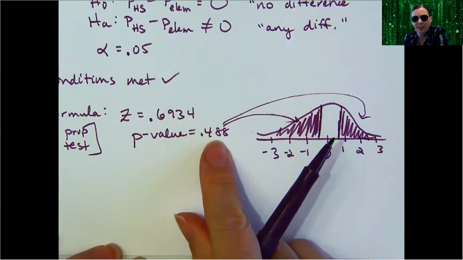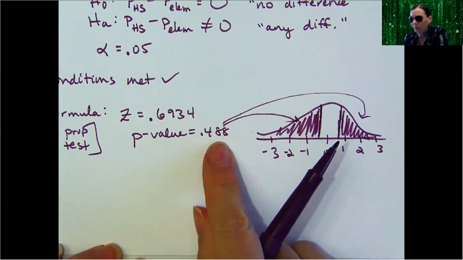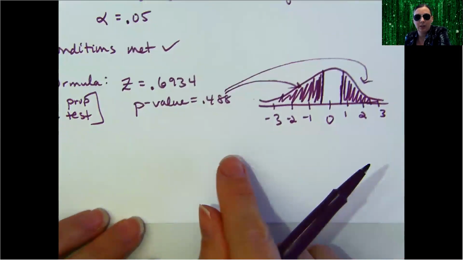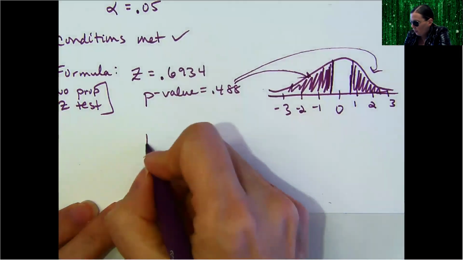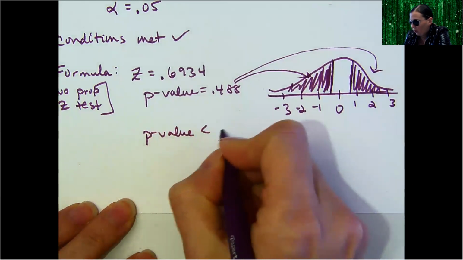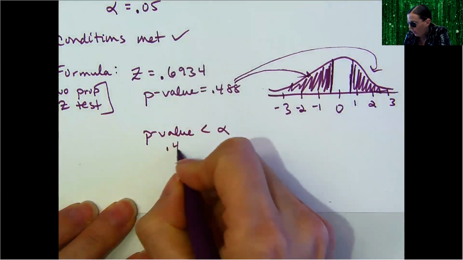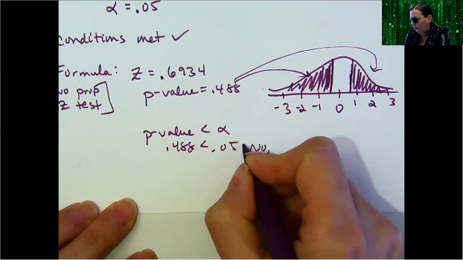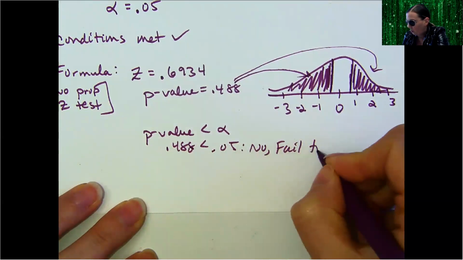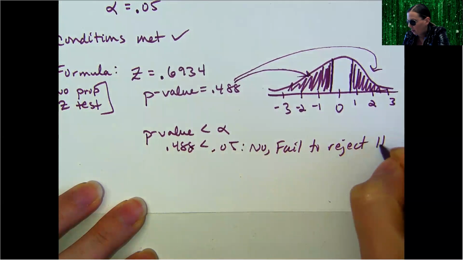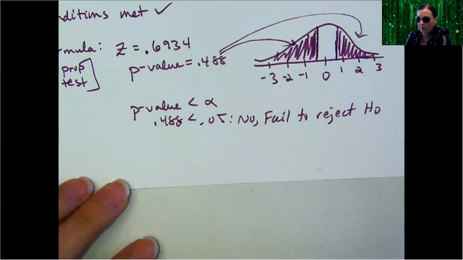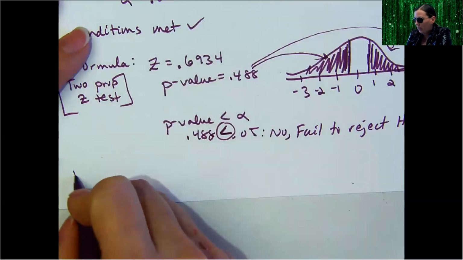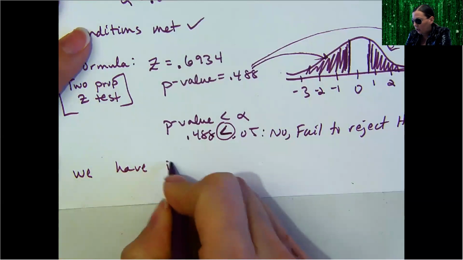Do we have evidence of significance? No. Is this rare? No. So we would say there is no evidence that there's a difference between opinions here. P-value, you always compare it to your alpha. 0.488, is it less than 0.05? No. So we would fail to reject the null hypothesis. All right. Your closing line then, we have insufficient evidence.